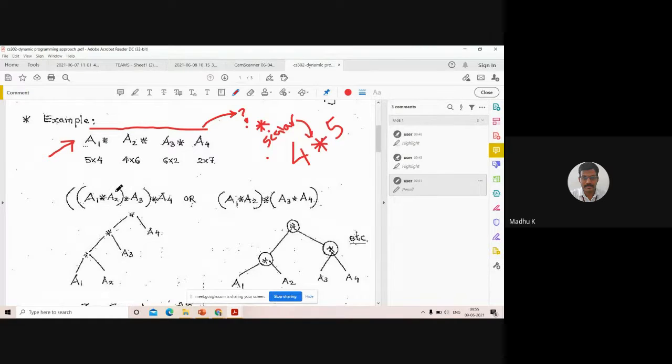For example, first I can perform A1 into A2. Then this result is multiplied with A3. Then that result is multiplied by A4. This is one sequence of multiplication.